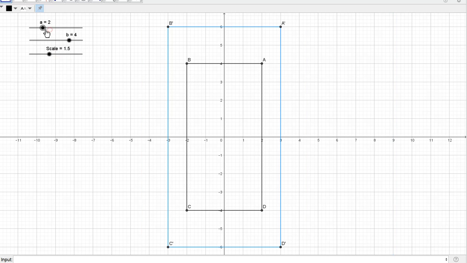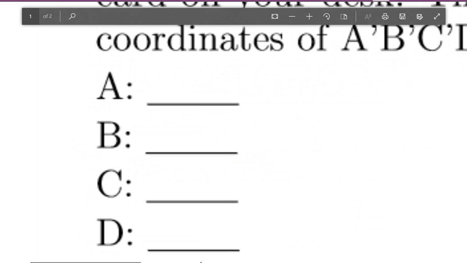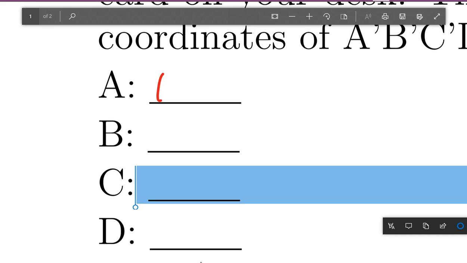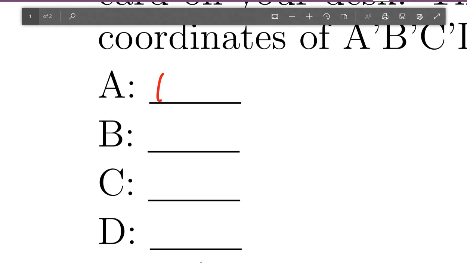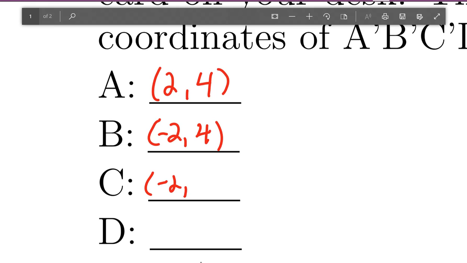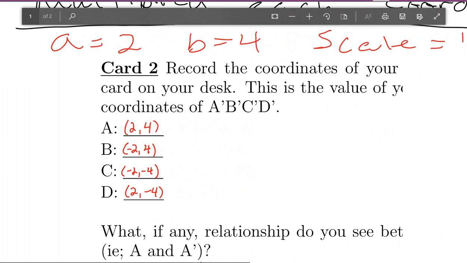my A will be 2, and we're just going to copy down first the coordinates of the new shape, which are 2, 4, negative 2, 4, negative 2, negative 4, and 2, negative 4. So I'm going to go through that again. We have 2, 4, negative 2, 4, negative 2, negative 4, and 2, negative 4. And we want a scale factor of 1/2.